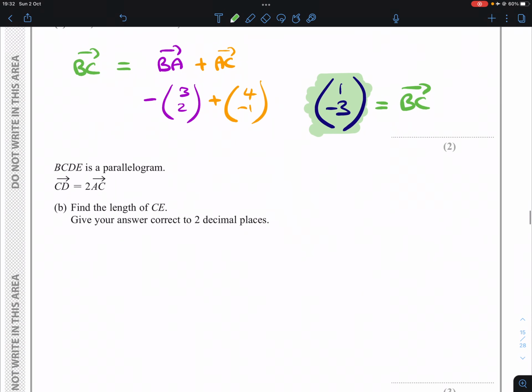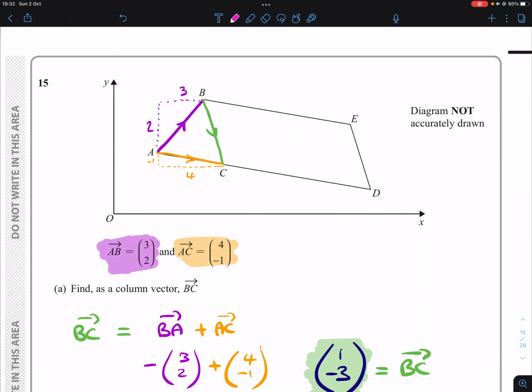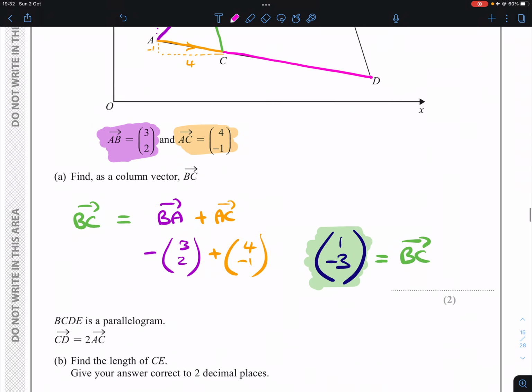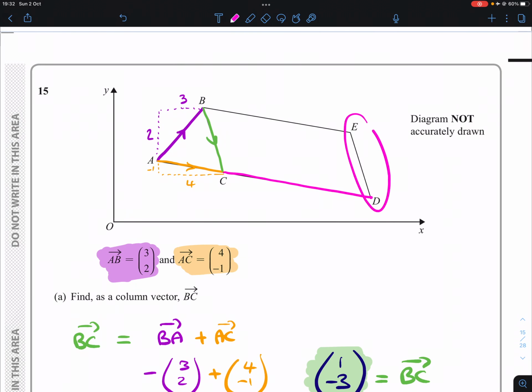For the next part, we are told that BCDE is a parallelogram. We are also told that the length of C to D is twice as big as the length of A to C, and we are trying to find the length of C to E. So, going back to our diagram, C to D, that is this length here, is twice as long as this length E to D. So if we knew what the length of E to D was, we could double it to get the length of C to D. Well, the length of D to E is going to be the same as B to C.